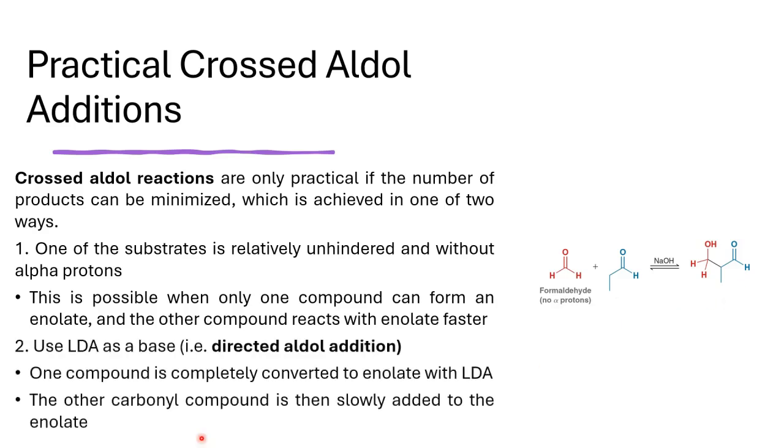2. The use of LDA as a base, i.e. a directed aldol addition. One compound is completely converted to enolate with LDA, the other carbonyl compound is then slowly added to the enolate. So here we have the formation of the enolate by working with something like LDA to form it, and then we add the second aldehyde to the solution containing the enolate slowly to generate the product.